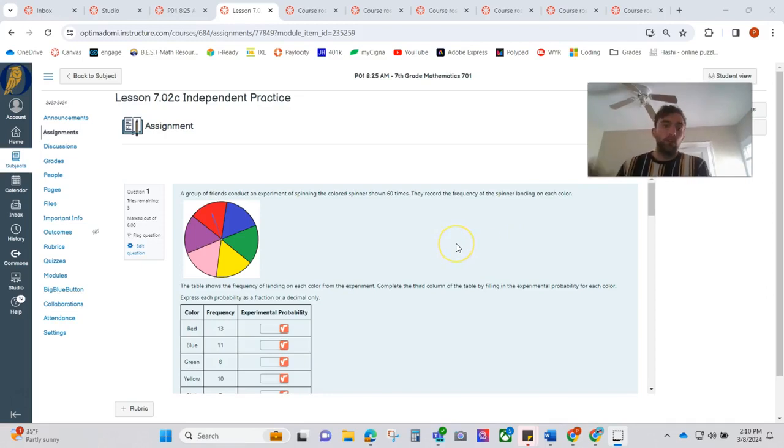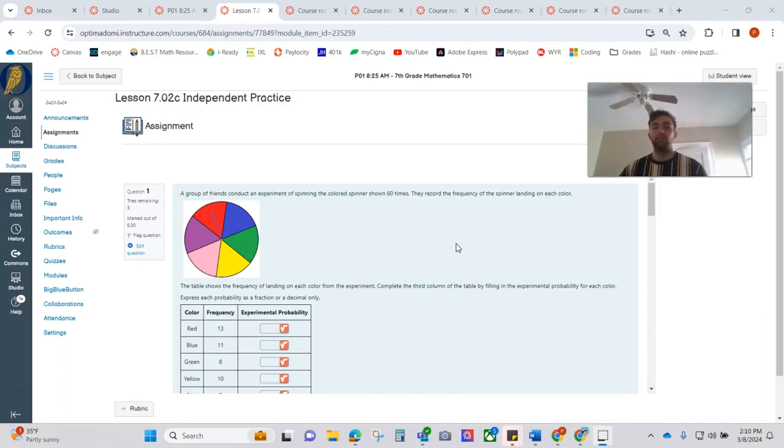Question 1. A group of friends conduct an experiment of spinning a colored spinner, shown, 60 times. They record the frequency of the spinner landing on each color: red, blue, green, yellow, pink, purple. The table shows the frequency of landing on each color from the experiment. Complete the third column of the table by filling in the experimental probability for each color.